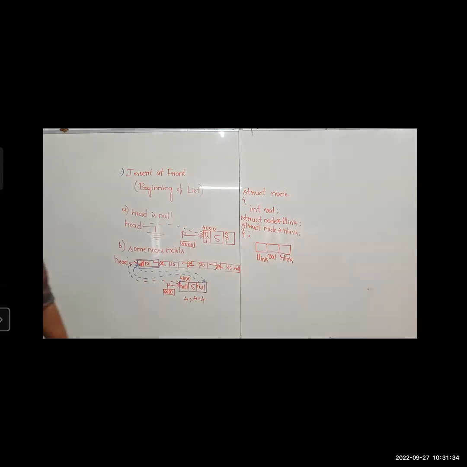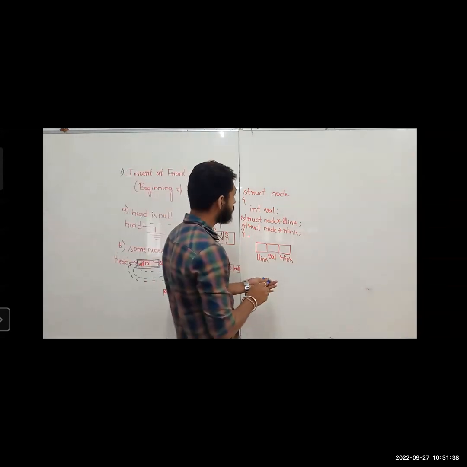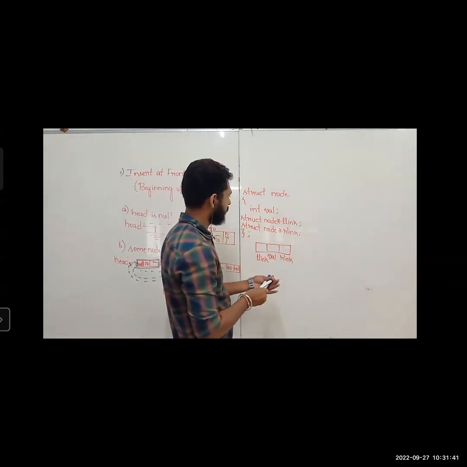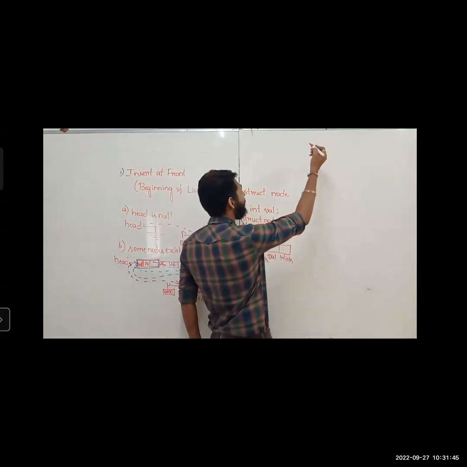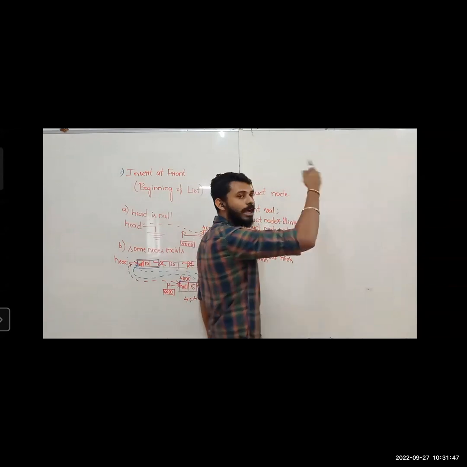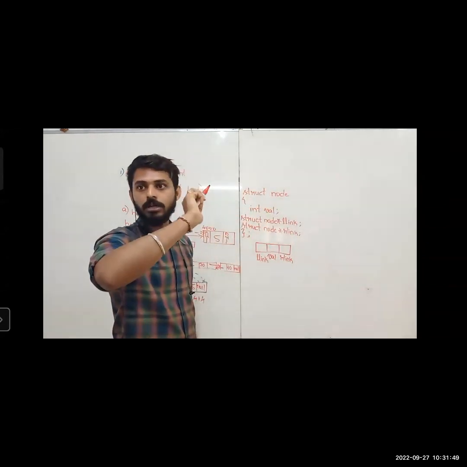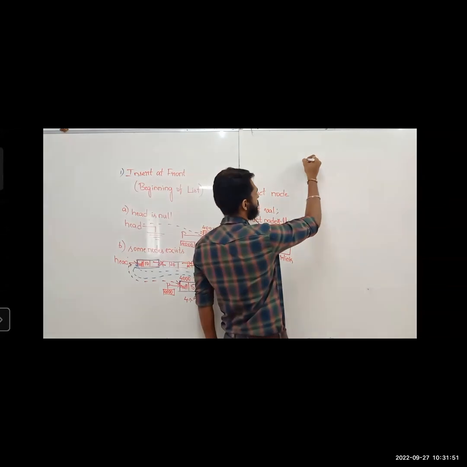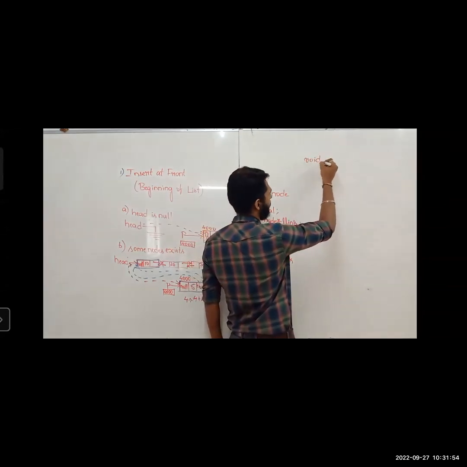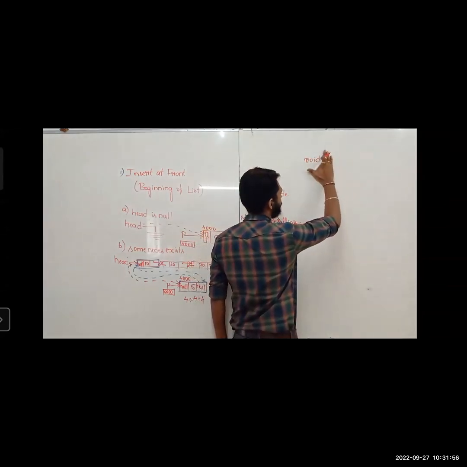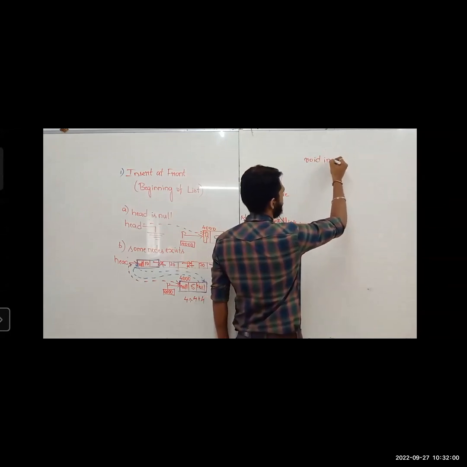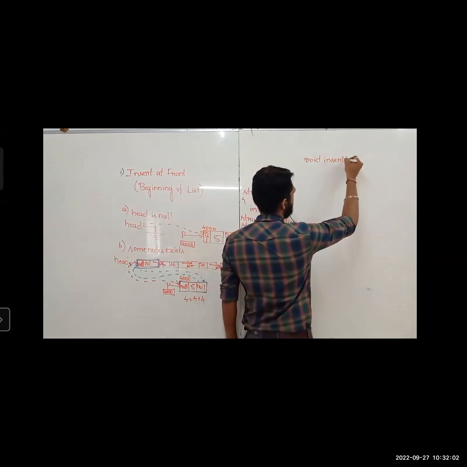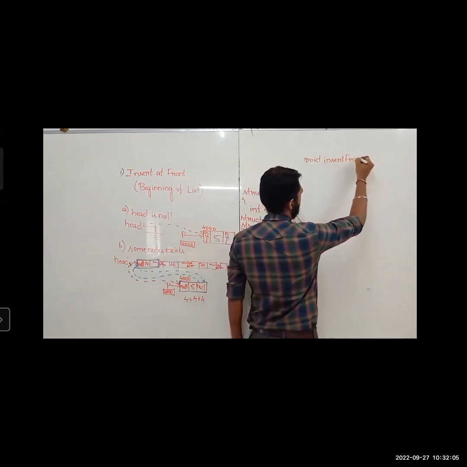How much time is left for me? What is the time? 15 minutes only I have. Fine, let me see. At least I'll give you an idea for insert rear. You work on it. Okay. So here I should write what? What should be the method name? Insert front. Exactly. It should be insert front.